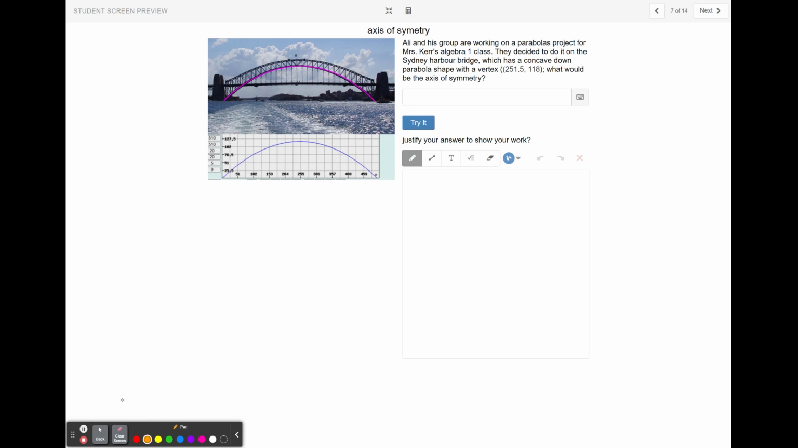Now for this part, we are going to start applying the parabola. A bridge is symmetrical. Engineers need to know where the middle point is and how high it's going to be off the water. Some of you missed this part right here. We told you the vertex was (251.5, 118). Now the axis of symmetry is what cuts the parabola, or the bridge in this case, down the middle. The equation of the axis of symmetry is always x equals. What was my x value?